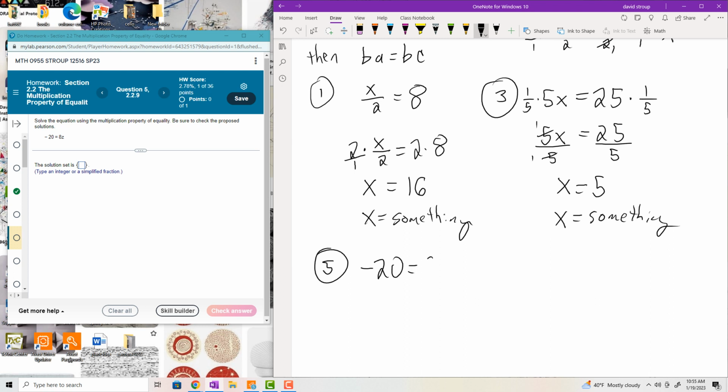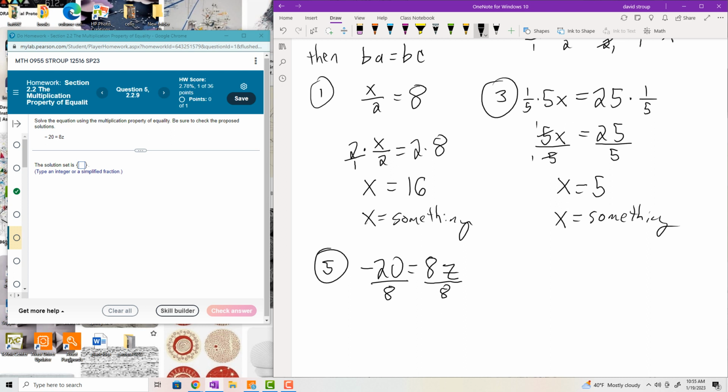Okay. So let's take a look at a couple more random exercises just to make sure we cover all the bases, so to speak. So here I need to isolate the z. It's on the right side, but that's okay. That's still the same game. I'm going to divide both sides by 8.